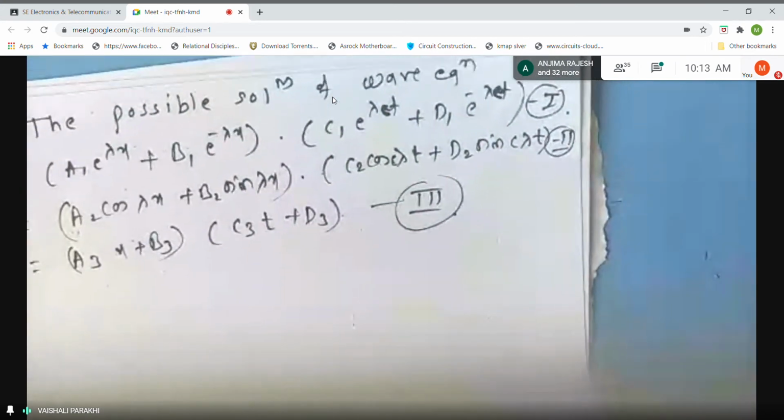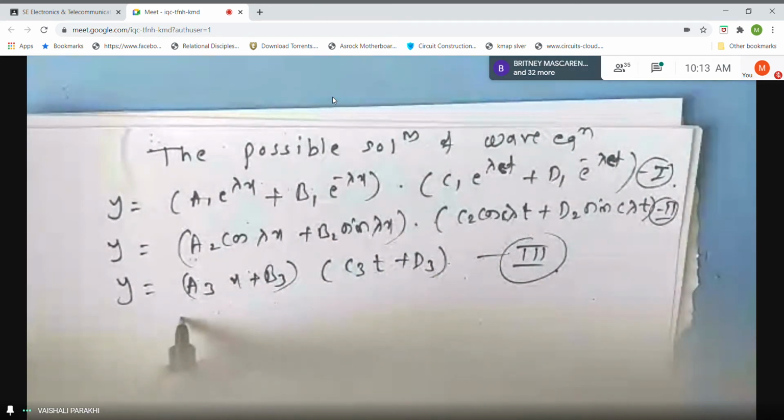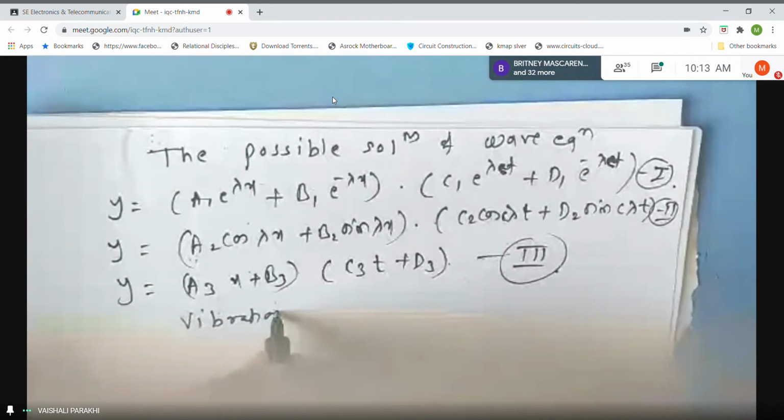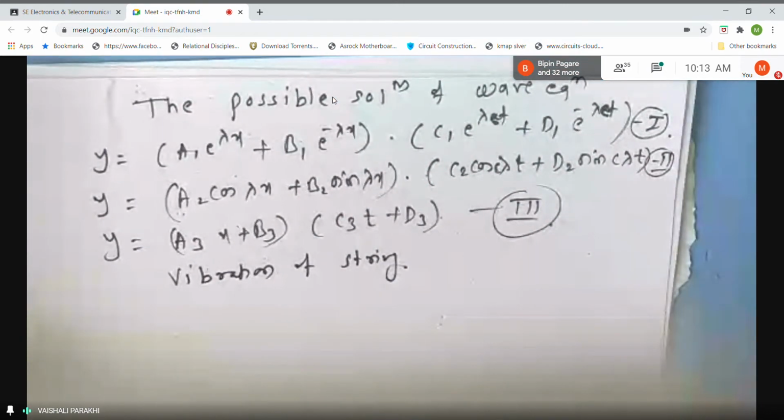So in this way we got different solutions of wave equation 1, 2, 3. But out of these 3, we have to choose which is the correct solution. We have to select that particular solution which suits the physical nature of the problem, then boundary conditions and so on. Now in this case, we are dealing with vibration of string.